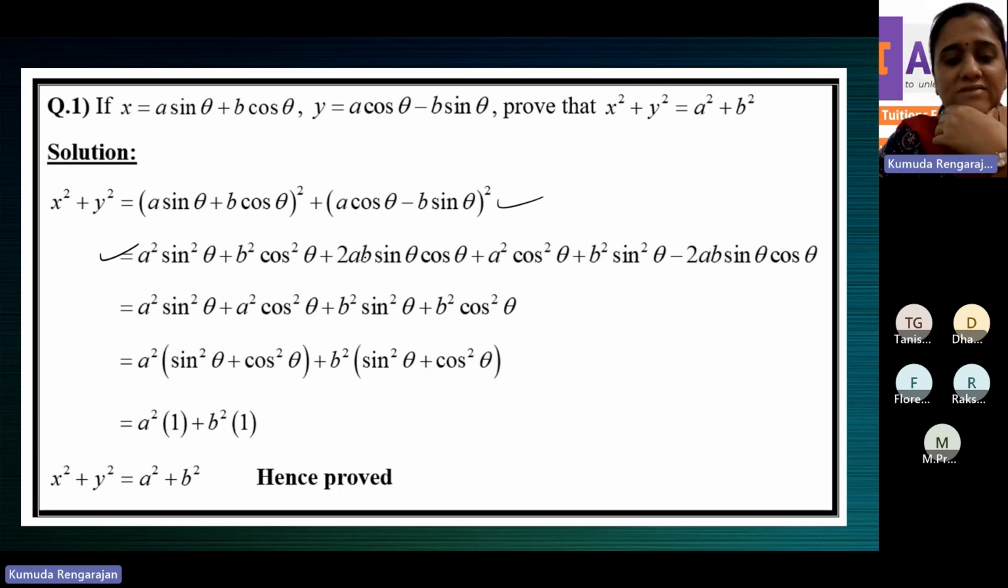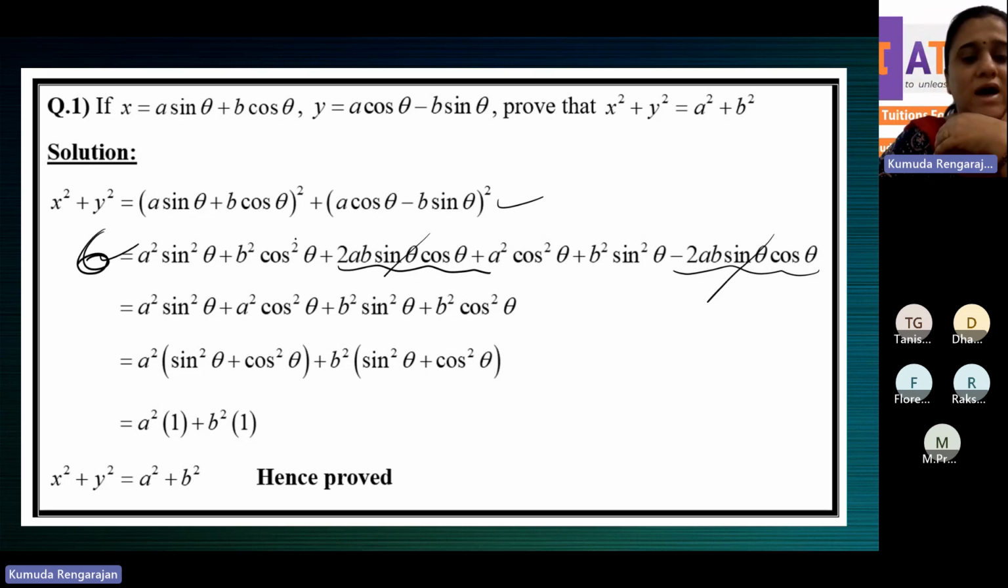Now these two terms get cancelled, plus and minus. So we are left with 4 terms. We had 6 terms in the previous step. Now, after cancelling out these two, we only have 4 terms.